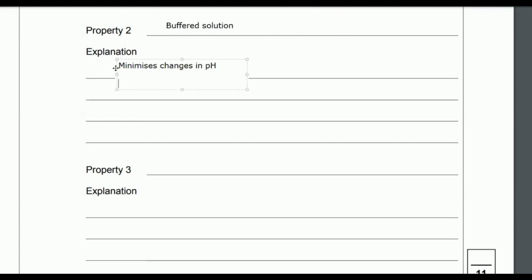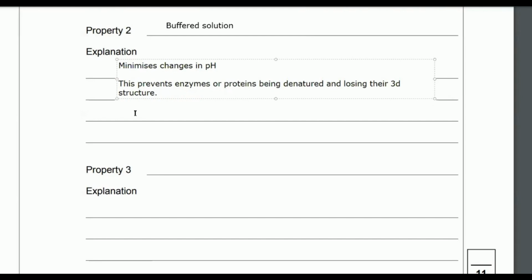Now, a buffer obviously minimizes changes in pH when you add hydroxide or hydrogen ions, but essentially it prevents enzymes or proteins losing their tertiary structure or their 3D shape. So enzymes don't become denatured, or other important proteins in the organelles do not become denatured, because most proteins only maintain their 3D shape in specific pHs.